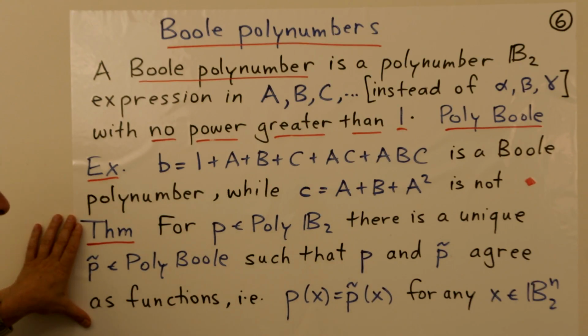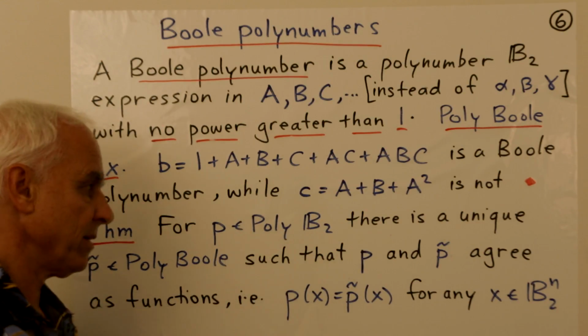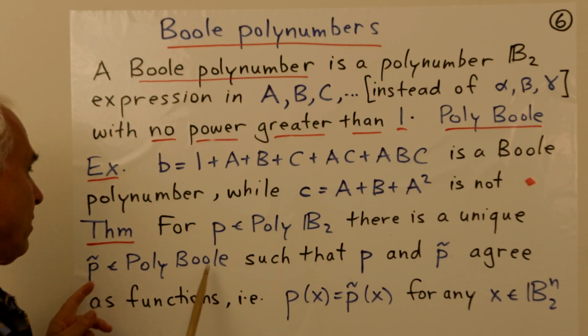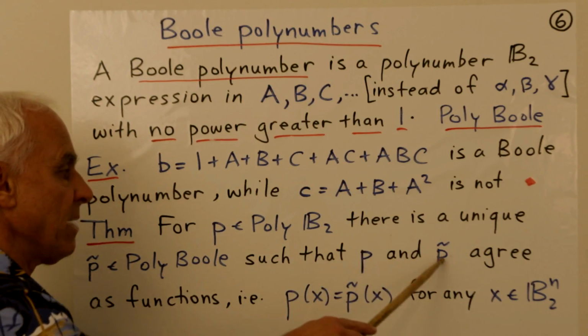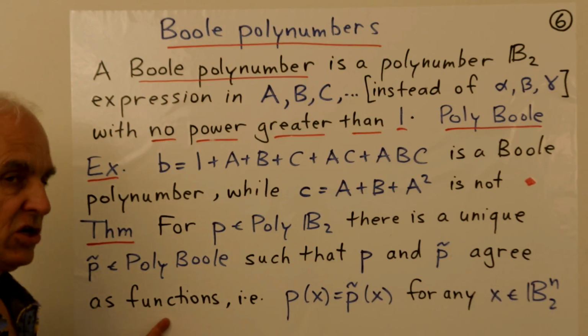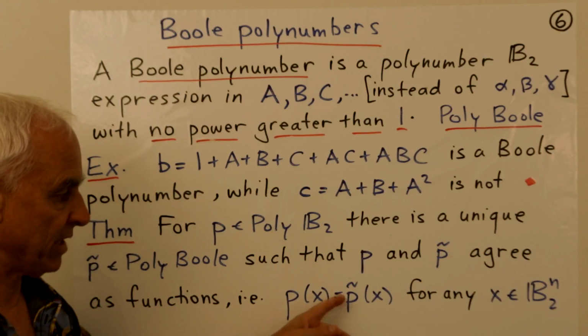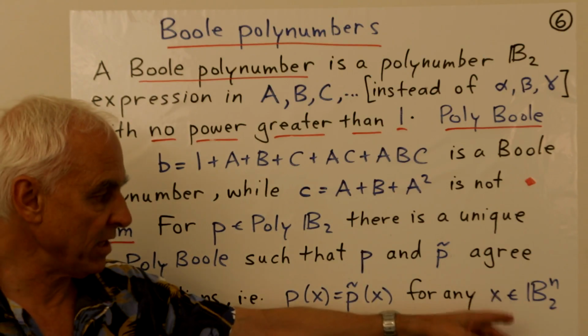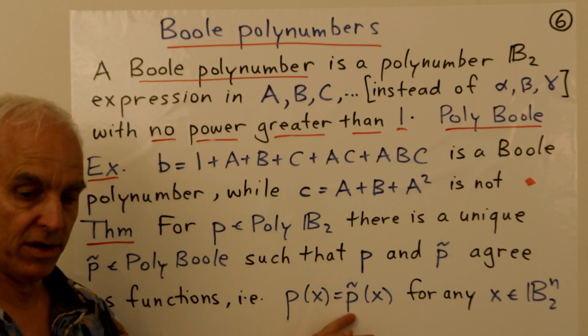Okay, so now a theorem. If P is a B2 polynumber, then there's a unique Boole polynumber, P tilde, such that P and P tilde agree as functions. In other words, P of x equals P tilde of x for any x in B2 to the n, any suitable inputs that we're allowed to put in here.